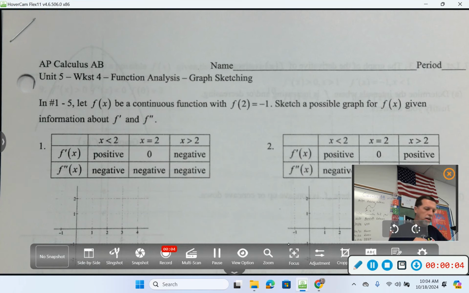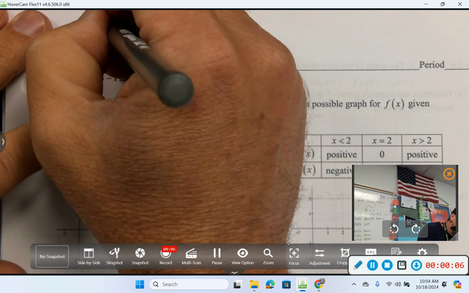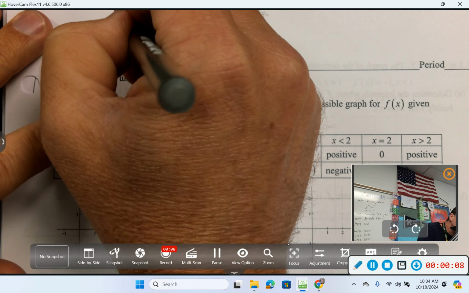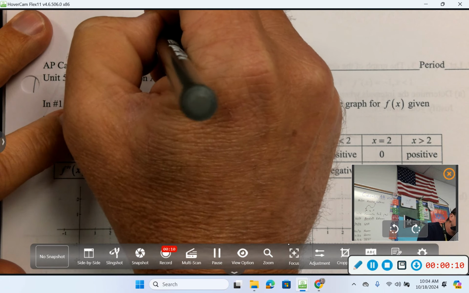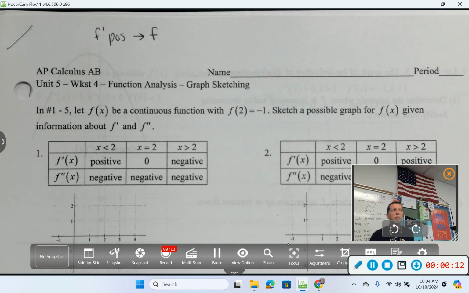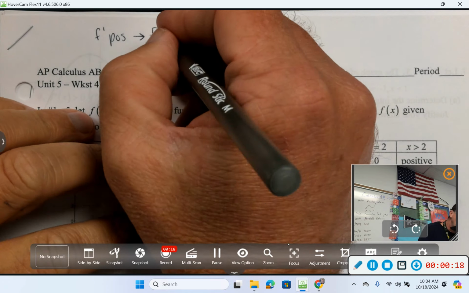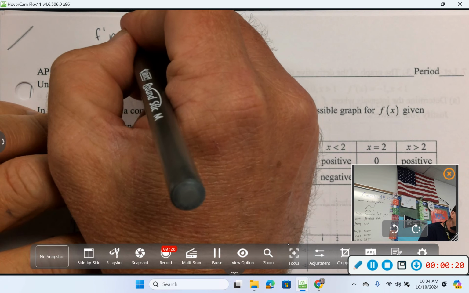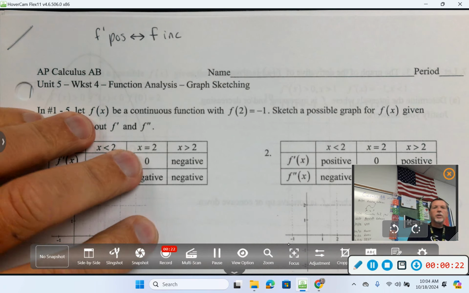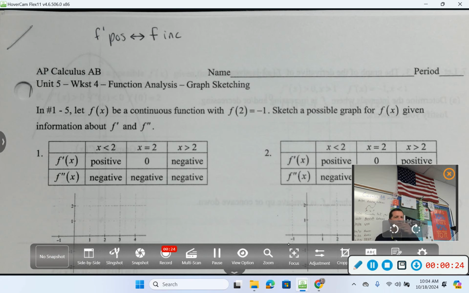All right, some notes at the top. If f prime is positive, what does that tell me about f? It's increasing. In fact, that should be a bidirectional arrow, because if f is increasing, that means f prime is positive. You can use that information either way.